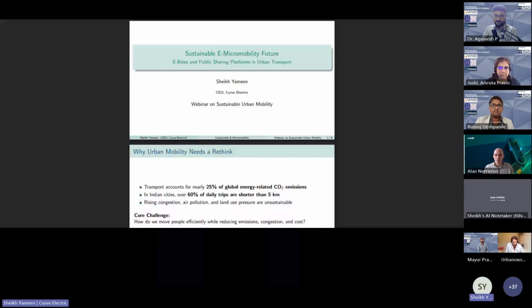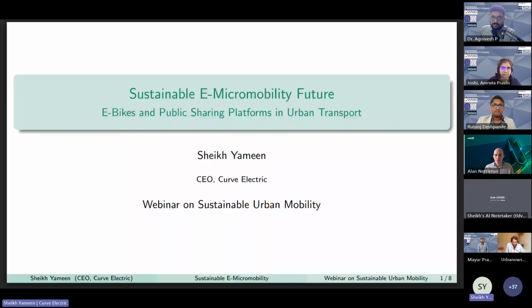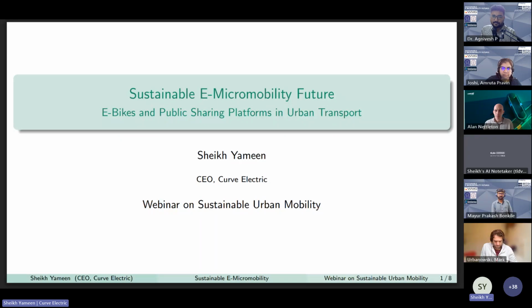So as I was saying, we have been in business for the last 3 years, and we have been focusing on micromobility. We have started our region's first public e-bike sharing system. In the last 3 years, we have done somewhere around 85,000 plus rides, and our e-bikes have been cumulatively used for 1,000,000 kilometers or so. We have a user base of around 35,000 users in J&K.